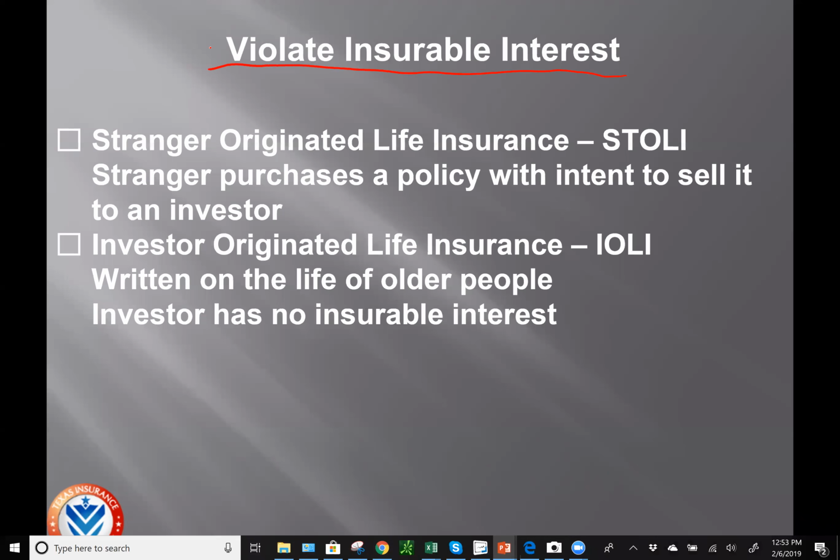Next is an investor-originated life insurance policy, or IOLI. Basically the same thing as a STOLI. You don't have to know the difference, but just know that it also violates the concept of insurable interest. So that's really all you need to know about these two policies, is they violate the concept of insurable interest.